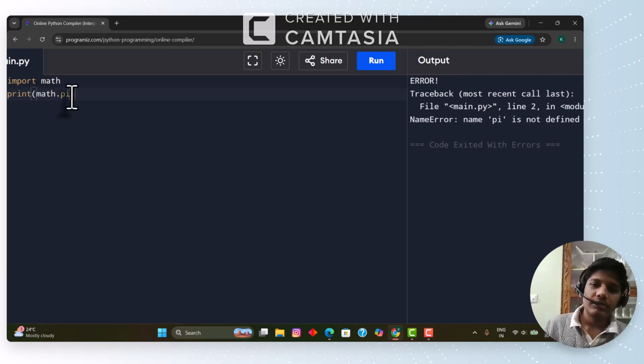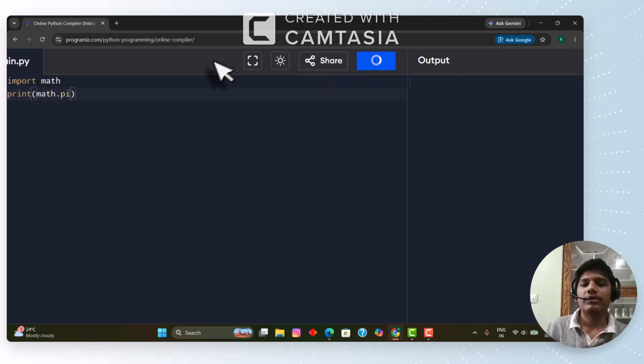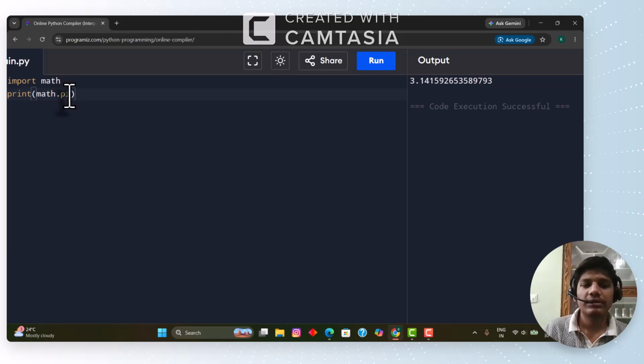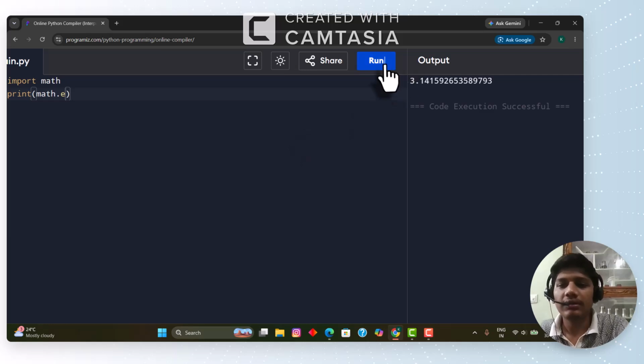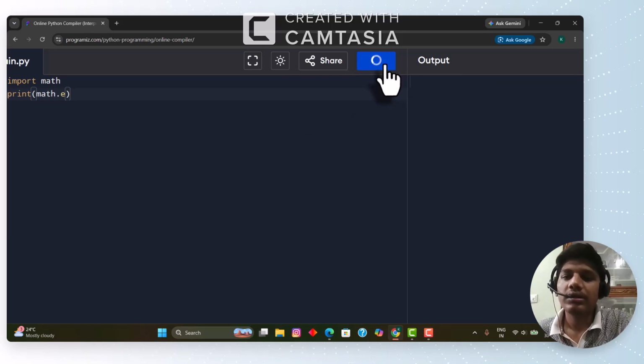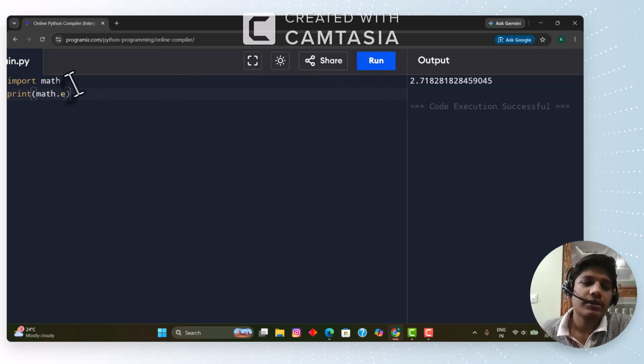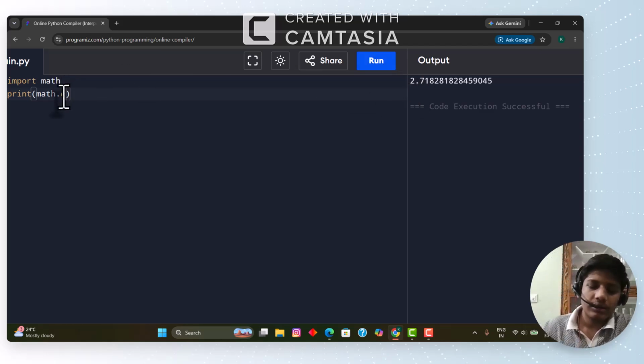For pi, the value was 3.14, like 22/7. For another one, math.e, the value of e was 2.71, yeah, 2.7182, like that. So this is the value of e. And another one, tau, which was 2 pi, means 6 point.